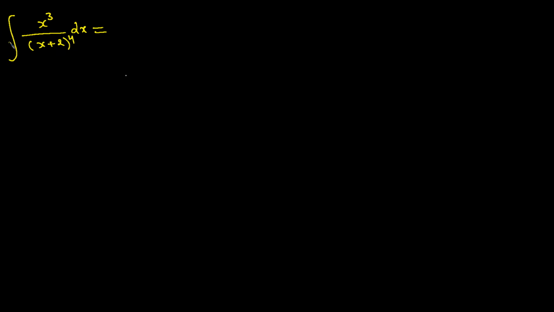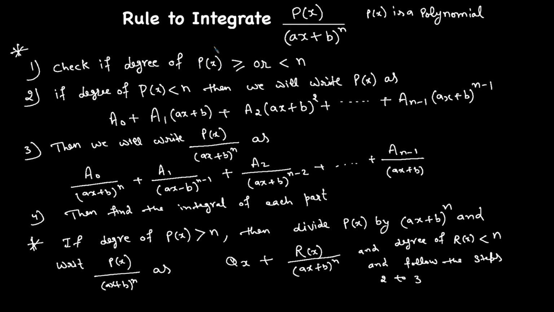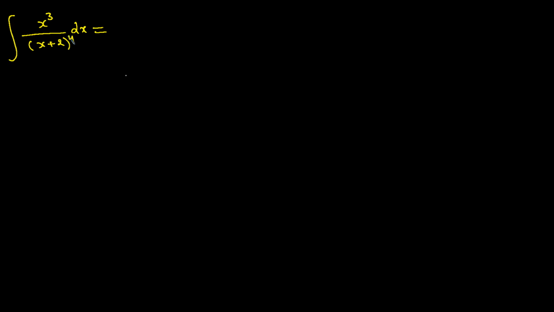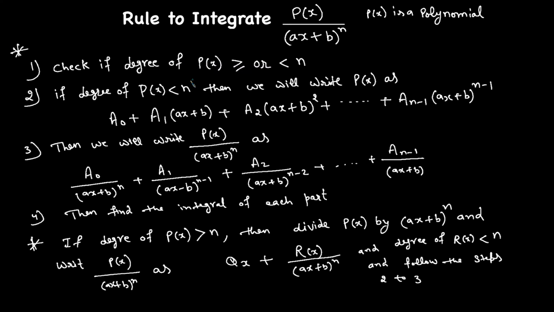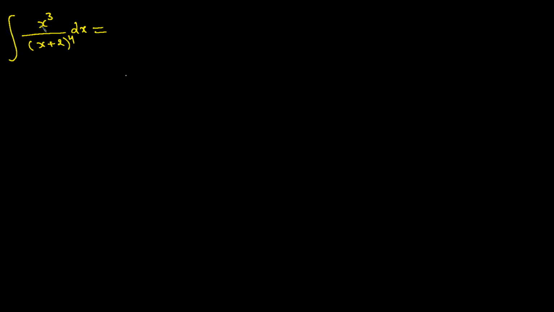Okay, so the first example I got is the integral of x cubed over (x plus 2) raised to power 4 dx. So you remember what our first step was. The first step said check the degree of the polynomial. In this case the degree of the polynomial is less than this n over here. n is 4 and the degree is 3. So in this case we're gonna rewrite our polynomial in terms of ax plus b. If I look at it carefully, my ax plus b is x plus 2. a is 1 and b is 2.